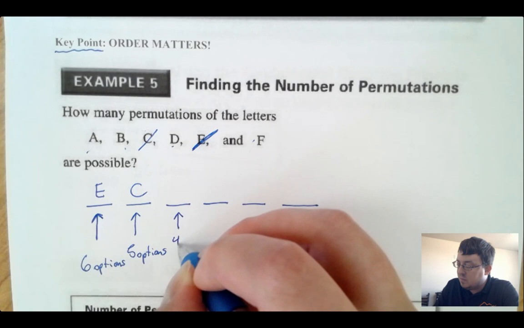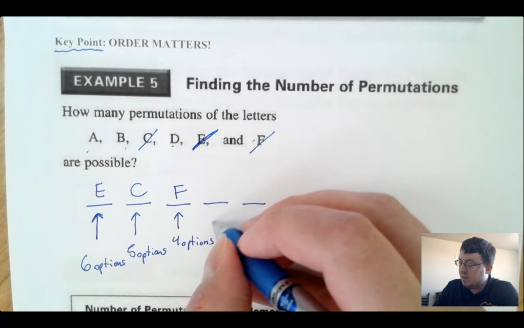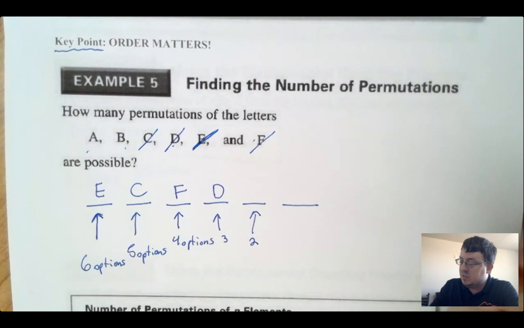As you continue, hopefully you'll see the pattern that then you have three options, which you could choose, say, D, two options, choose A, and then lastly, there's only one option left. You gotta put that last letter here.